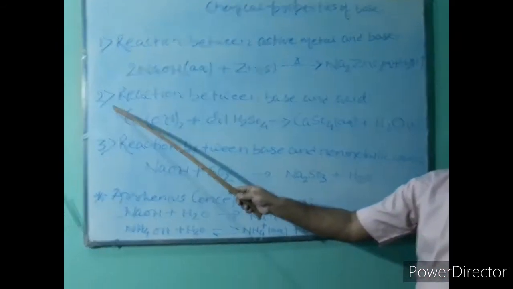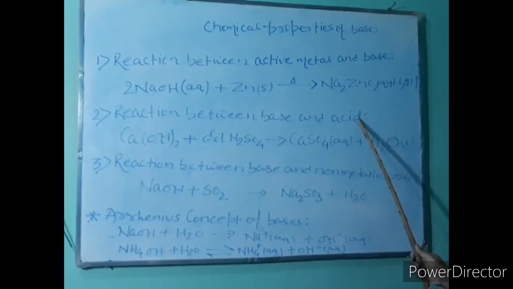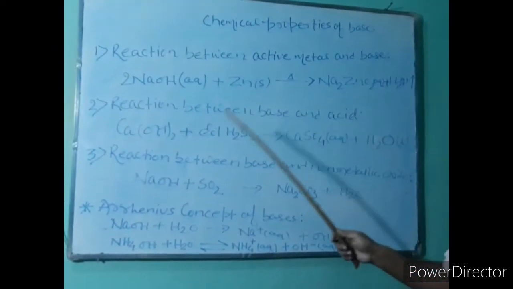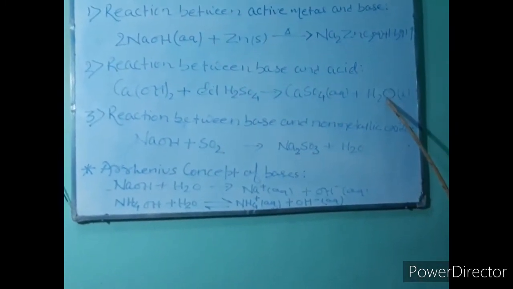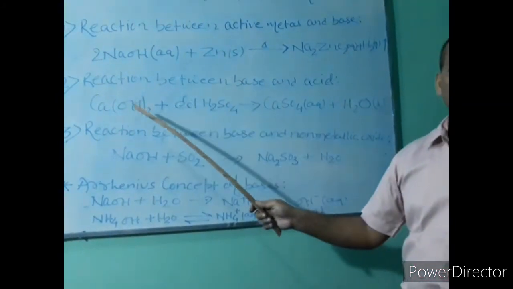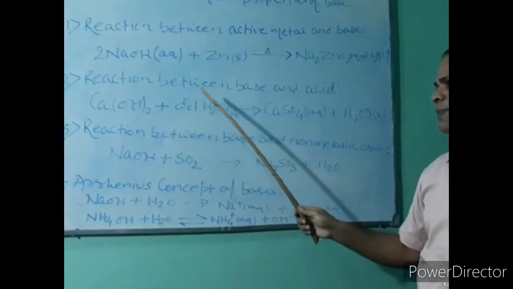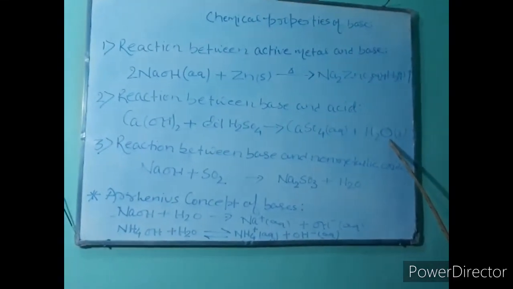Next chemical property, reaction between base and acid. Base reacts with acid to form salt and water, and this is also called a neutralization reaction.